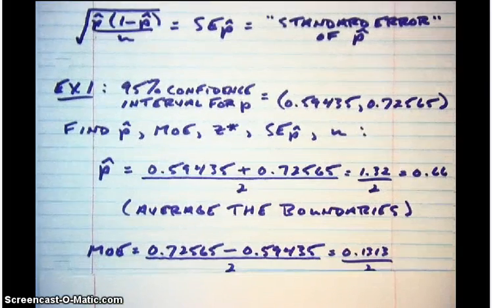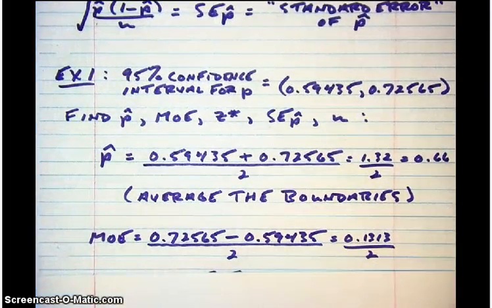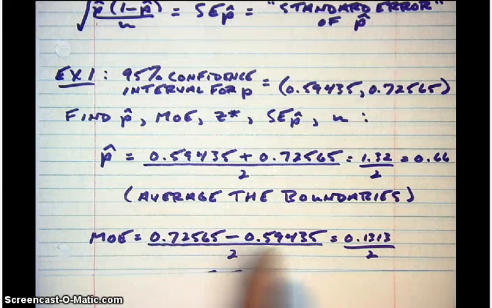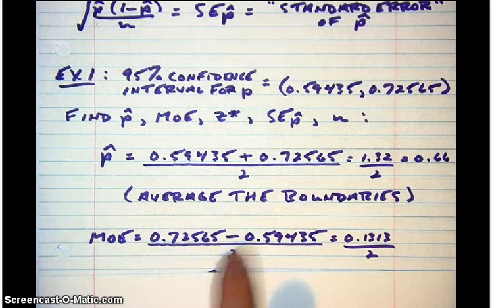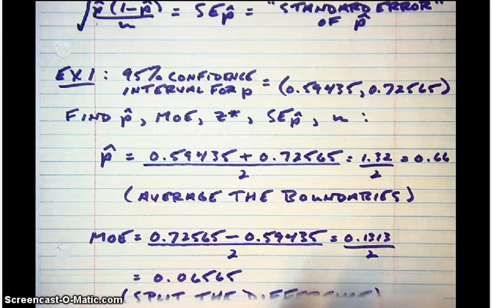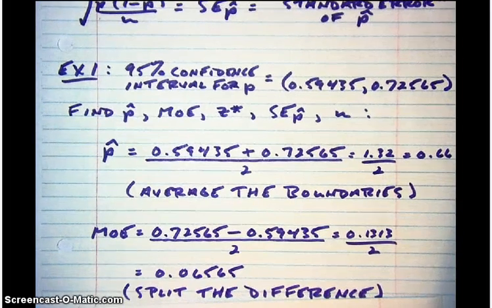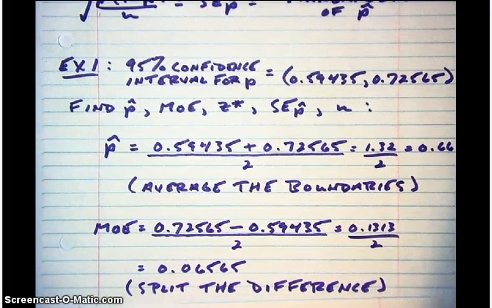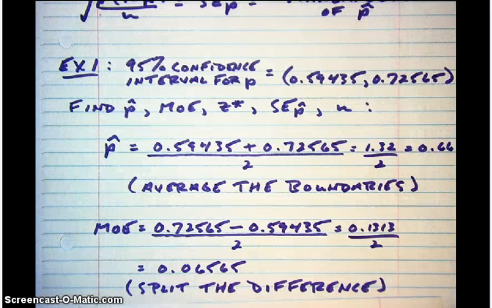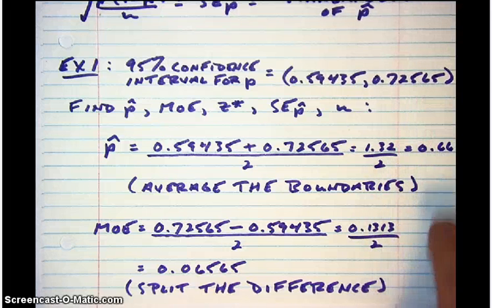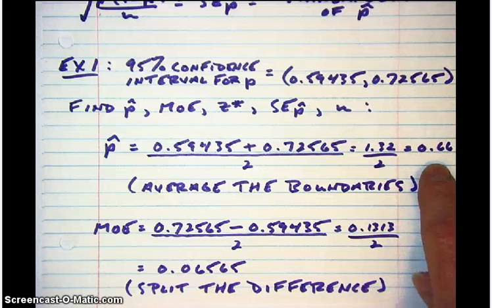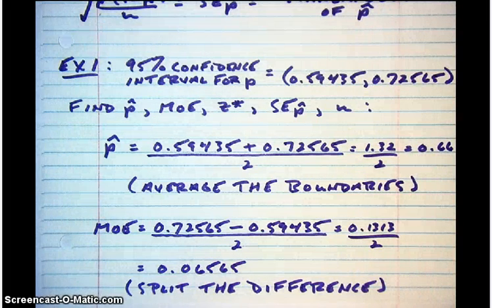Next, if you want to find the margin of error, you can do it two different ways. One way is to take the difference in the boundaries and divide by 2, and in this case you'll get 0.06565. That's the method I call splitting the difference. You can also do it by subtracting the right bound minus p hat, because the difference between the boundaries and the middle is the margin of error. So you could also do it that way, and I'll show you how that works.